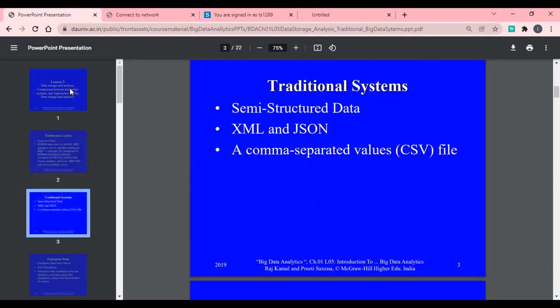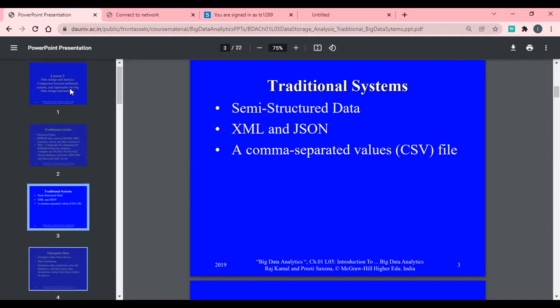Another phase of the traditional system is semi-structured data. Semi-structured data means we are fixing and also modifying something. That is called semi-structured data. XML, JSON, and comma separated values files are used for traditional systems. Okay, so this is called the traditional system. Next we go to enterprise data.